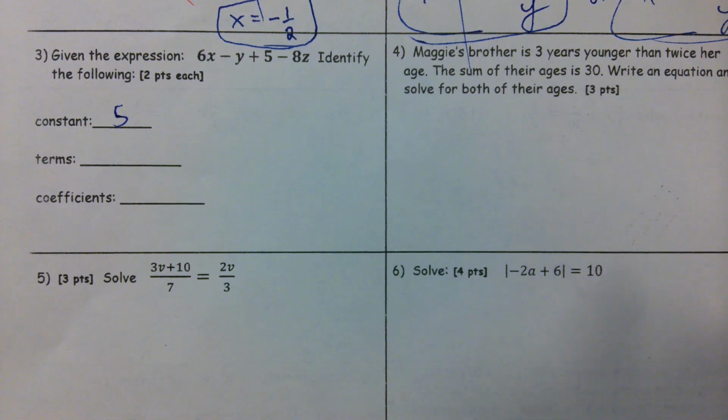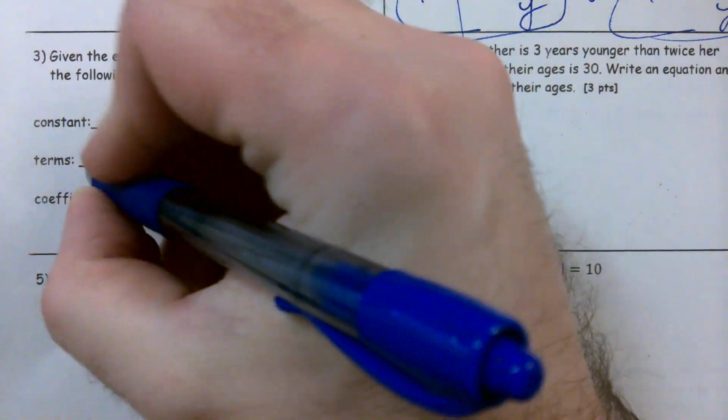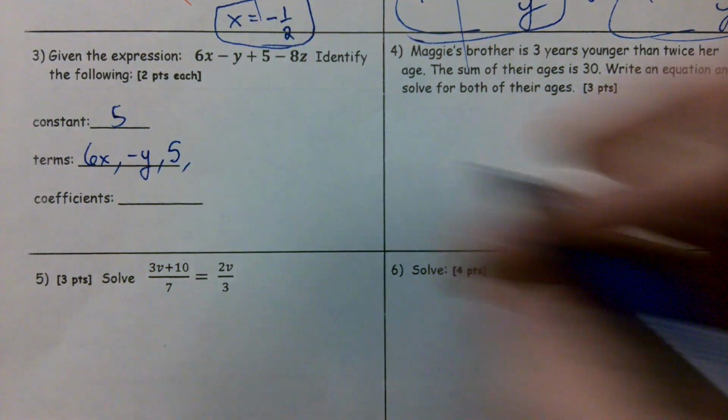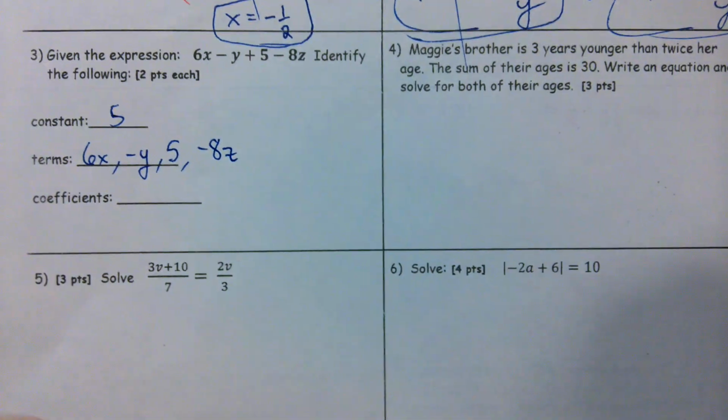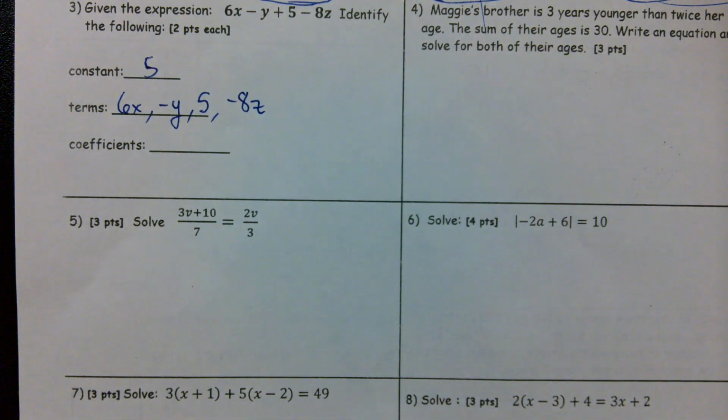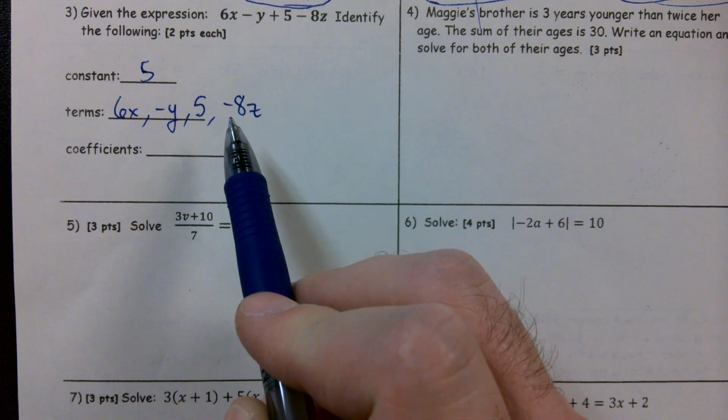Alex, how many do I have? 4? I have 4 terms. I have a 6x. I have a negative y. I have a positive 5. And I have a negative 8z. Right? It's not specifying constant or variable terms. It's asking for the total number of terms in general. So every number that's there. Every little thing that's there, whether it's a variable term or a constant term, basically just the entire expression, right? Yeah, but you should write it like this, with commas, like a list.